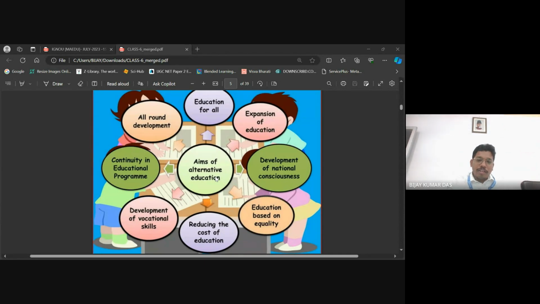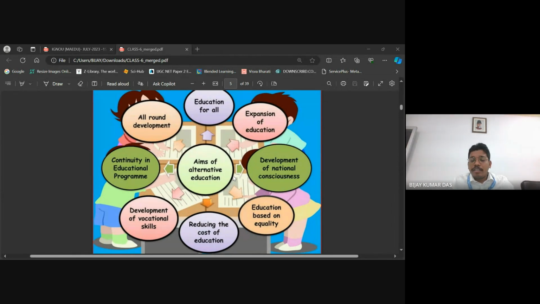And the second thing we can talk about is the expansion of education. It is also trying to develop the expansion of education, grading education.